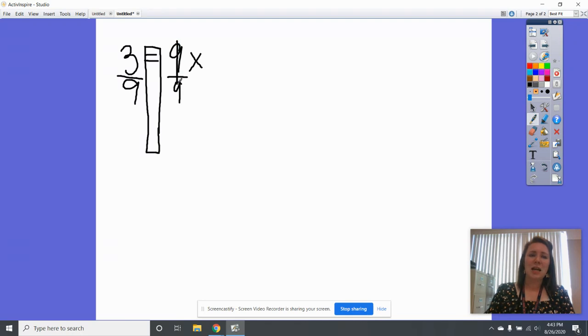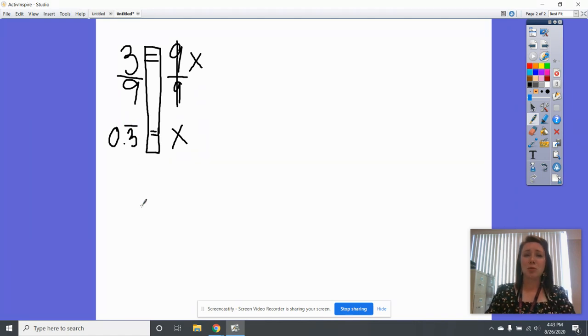9 divided by 9 is 1, so I have 1 times x, which is just x. So really the 9 divided by 9, it's gone. And now 3 divided by 9 is actually a decimal. You can type it in your calculator and either leave it as a fraction, which is 1/3, or as a decimal, which is 0.3 repeating.